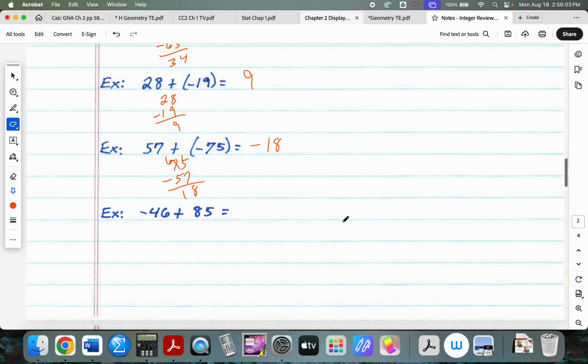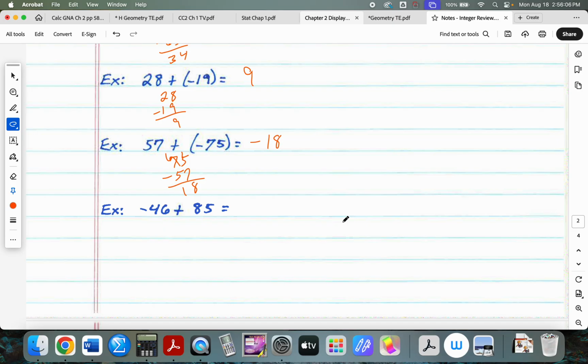So is this next one going to be a positive or a negative? It's going to be positive, so I'm not going to worry with putting a sign, so I'll just subtract 85 minus 46. And I know a lot of you have learned how to borrow and do the subtraction. And we'll get 39. I'm going to show you that there is another way to do it that I think is actually easier and faster.